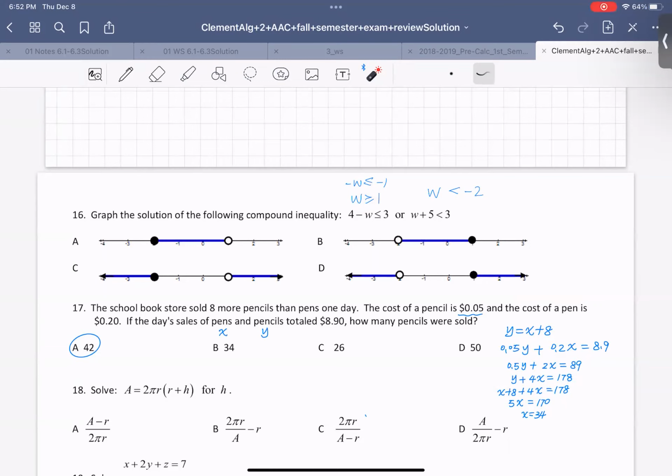So you have 1 here, and you have -2 over here. Make sure this is open, this is solid. Okay, make sure.